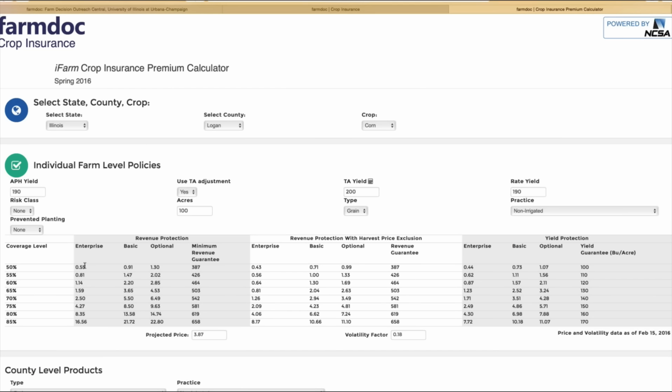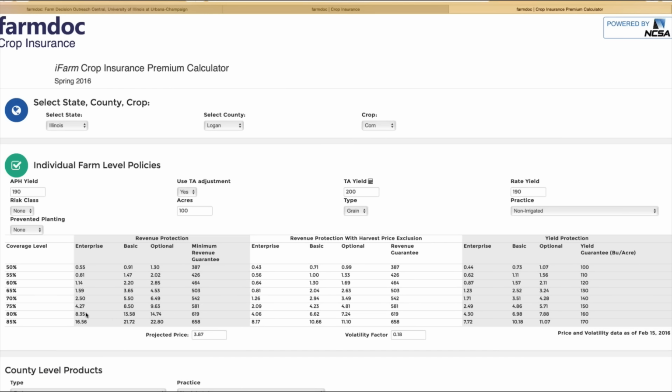Here are those premiums for an enterprise unit, 85% coverage level RP product. And by the way, this is 100 acres in this unit. It would be $16.56. Then you can go down here to $850.35 for 80%, $427 for a 75%. Again, we would suggest being up here at the higher coverage levels. We would also suggest being over here in the enterprise unit area.